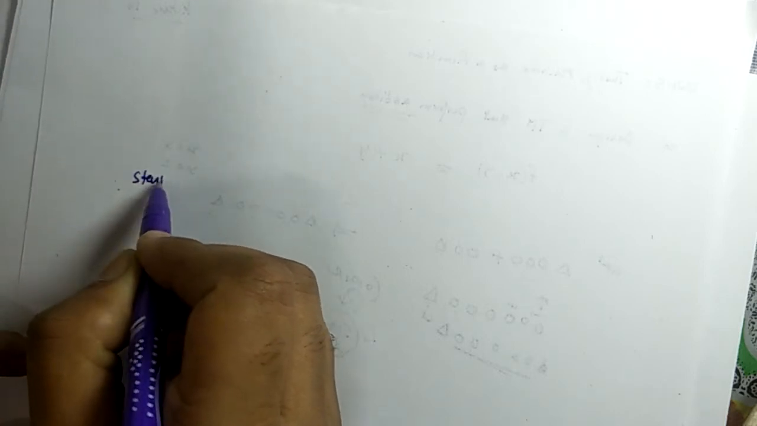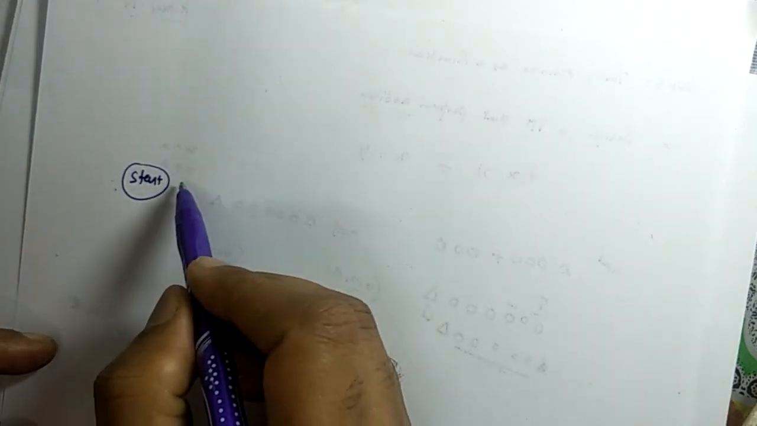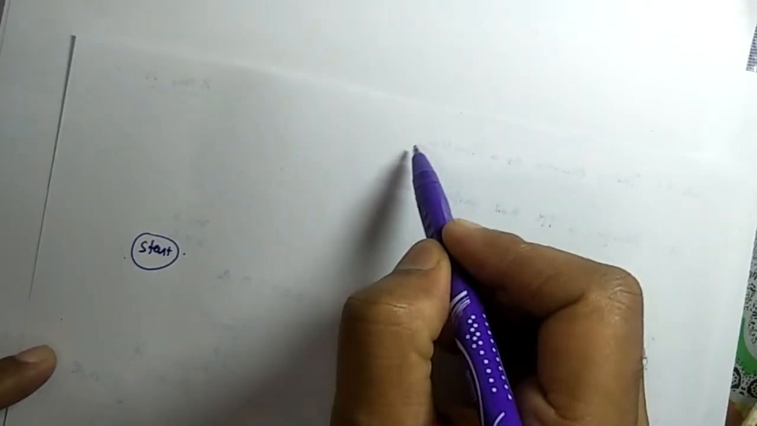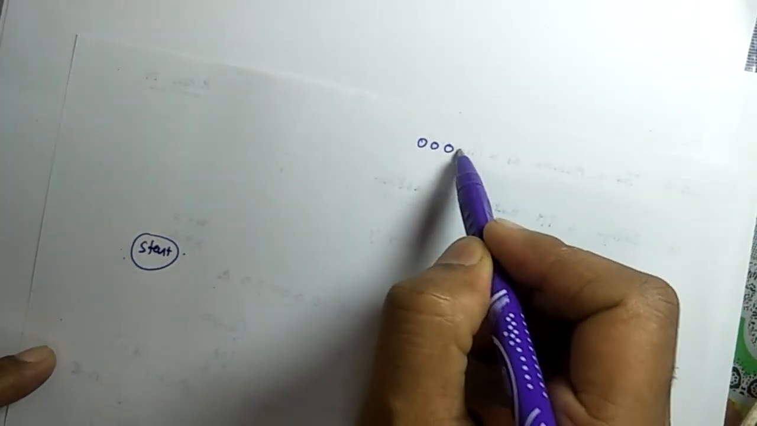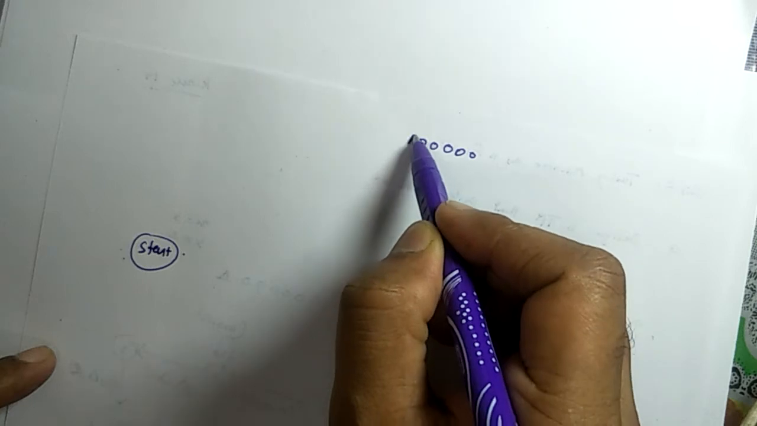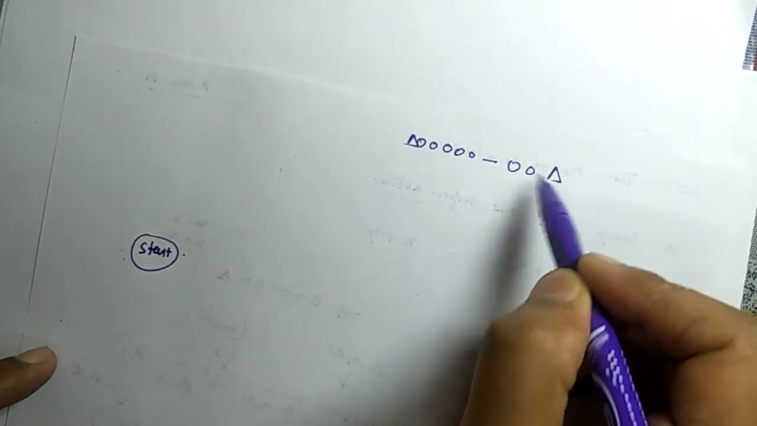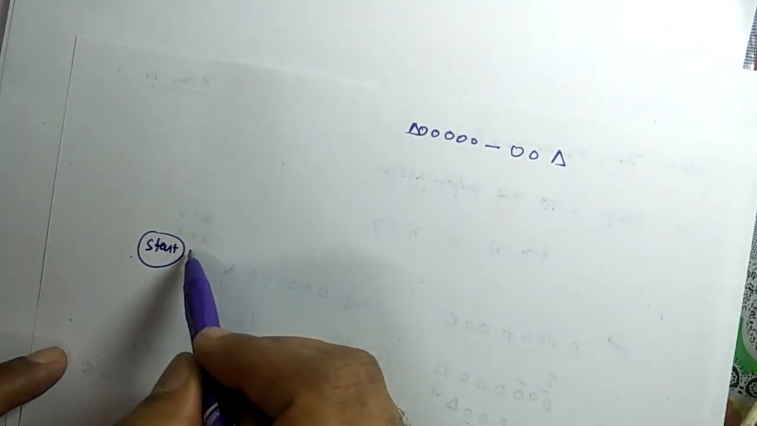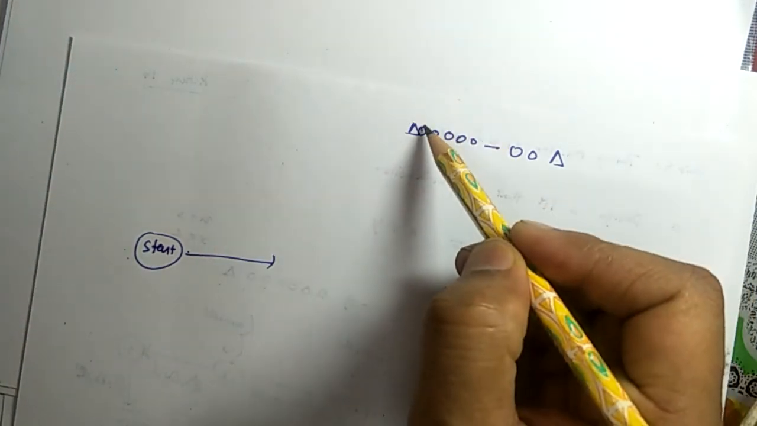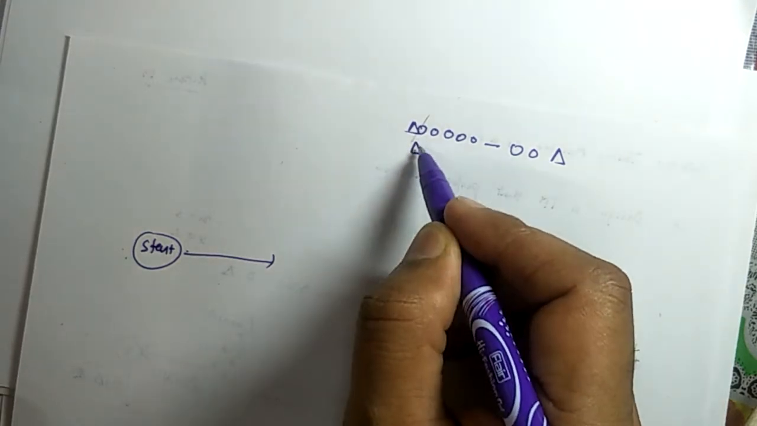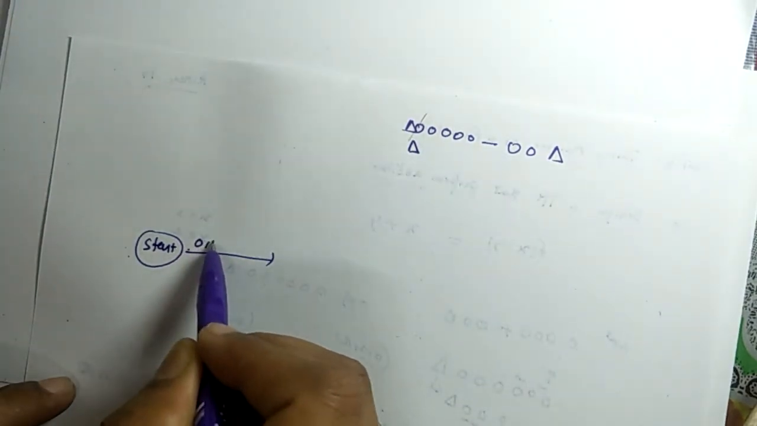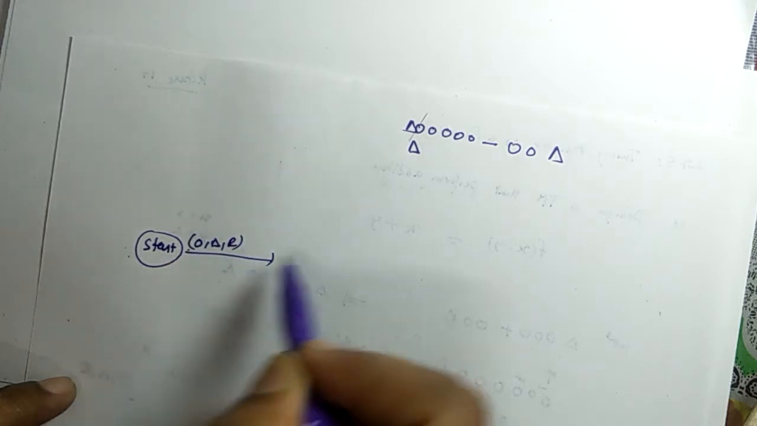So we will design the Turing machine as start state. Suppose we have 5 zeros and 2 zeros here. What we will do, we will cut this 0. It means that we start from this position and we convert this 0 to blank, and we will move to right.